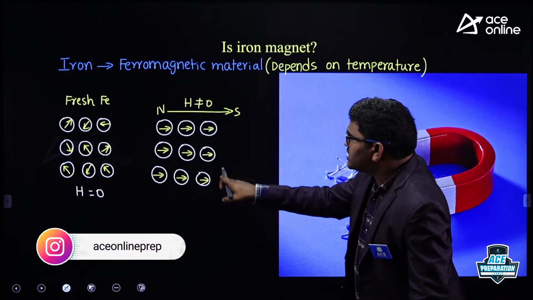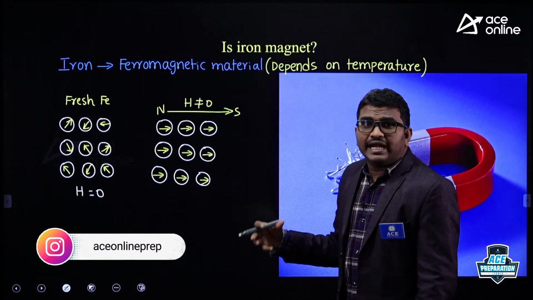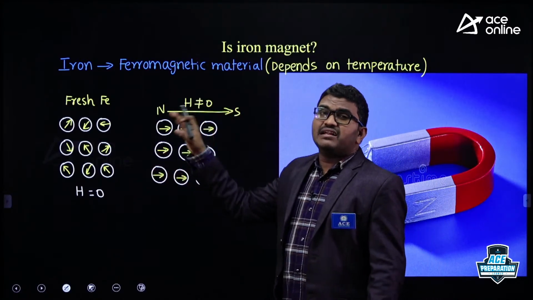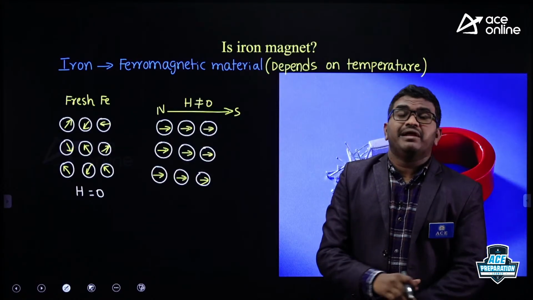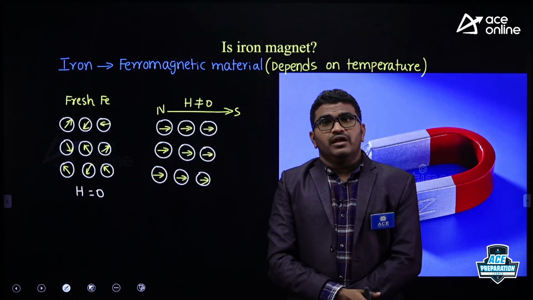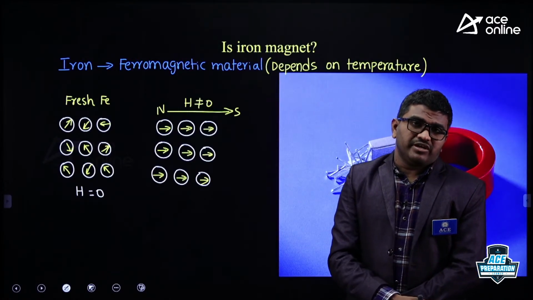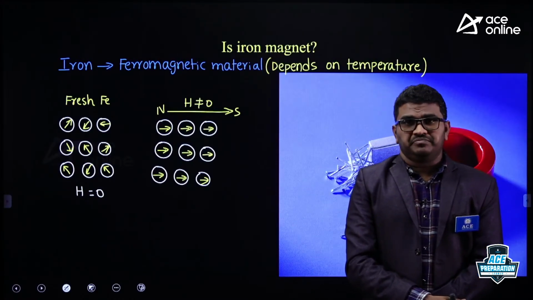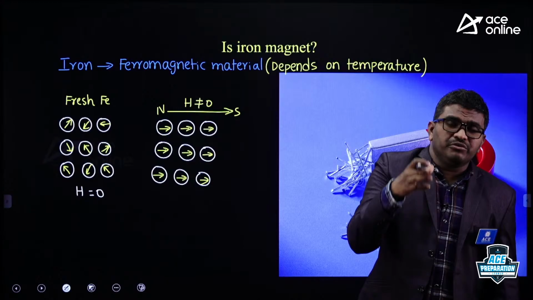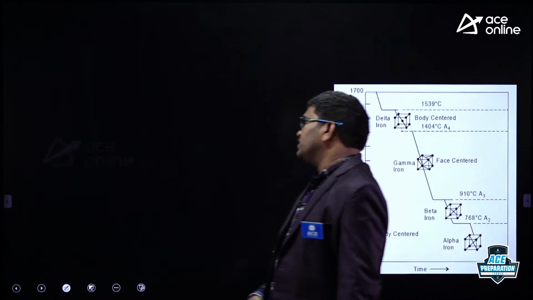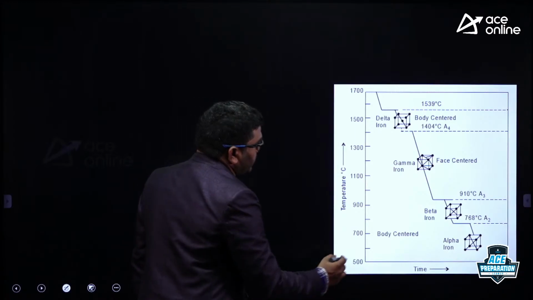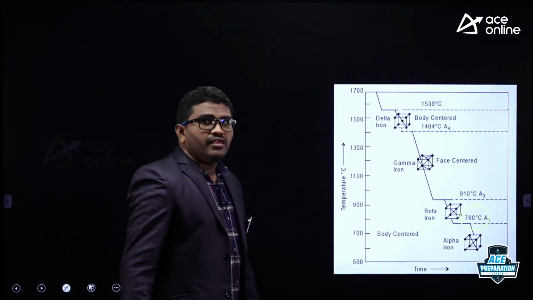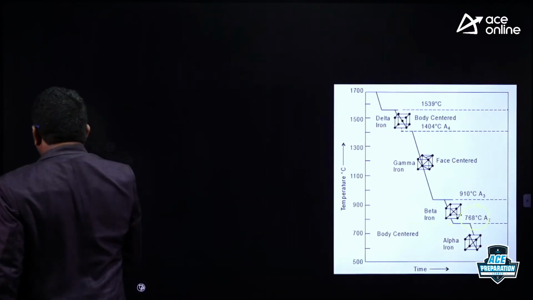With increasing temperature of this iron metal, due to lattice vibrations, the aligned dipoles are disturbed and randomized, and it converts into a paramagnetic material. Exactly at one point of temperature, it converts into a paramagnetic material, and that is the Curie point of temperature. From the exam point of view, you should remember that Curie point of temperature. Here I am giving that Curie point, which is 768 degrees Celsius. Remember, this is very important.